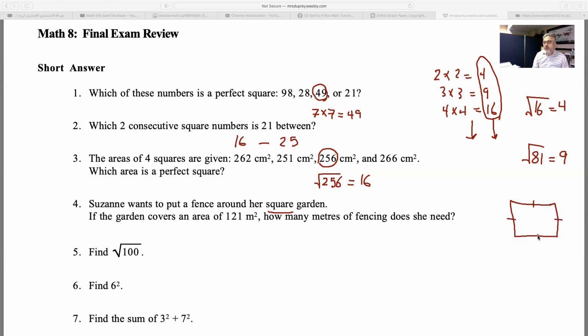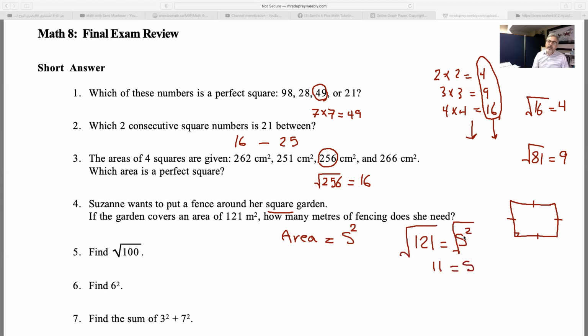So a square means all the sides are equal at 90 degrees here. If all these sides are equal, we know the area of a square is the side squared. Now they told me what the area is. The area, 121, equals the side squared. Now, if you want to find the side, just square root both sides. The square root of 121 gives you 11. And that's how long the side is here.